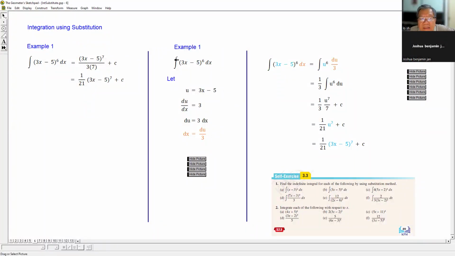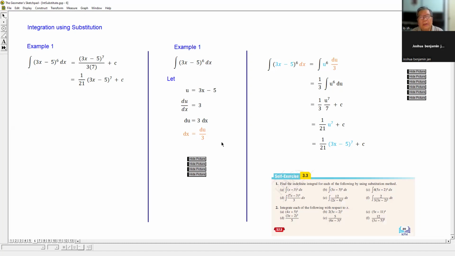But if you look at this question here, what you have here is, sorry, what you have here is dx. I want to find out what is this dx. So I bring the 3 over. So dx is actually du divided by 3. So dx equal to du divided by 3. So far, can follow or not?